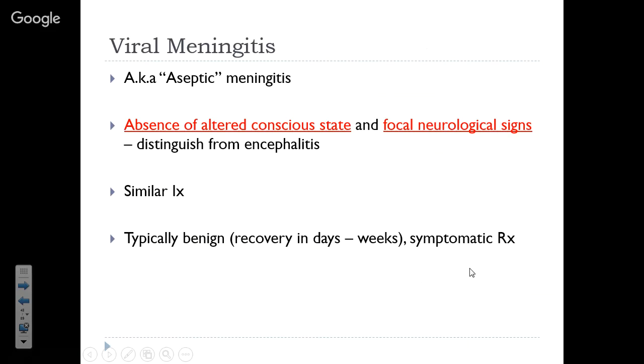Viral meningitis, weirdly enough, is also known as aseptic meningitis. To distinguish viral meningitis from encephalitis, you look for an absence of altered conscious state and focal neurological signs. Those are the main key features differentiating those two. Otherwise, viral meningitis has very similar investigations to bacterial meningitis, which we just talked about, and it's typically more benign with recovery in a few days to a few weeks, and mostly supportive treatment for that.